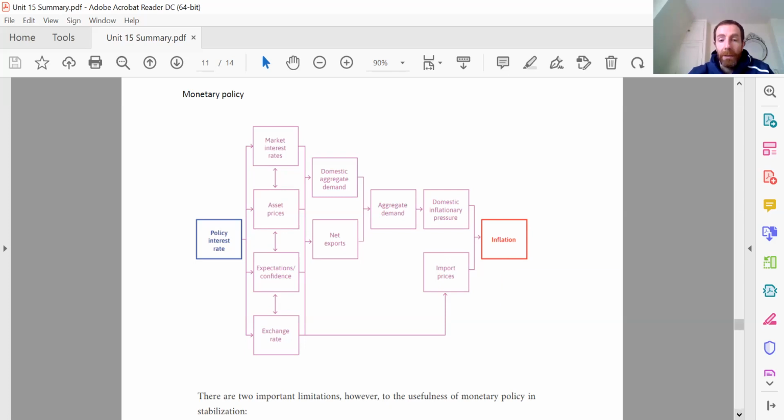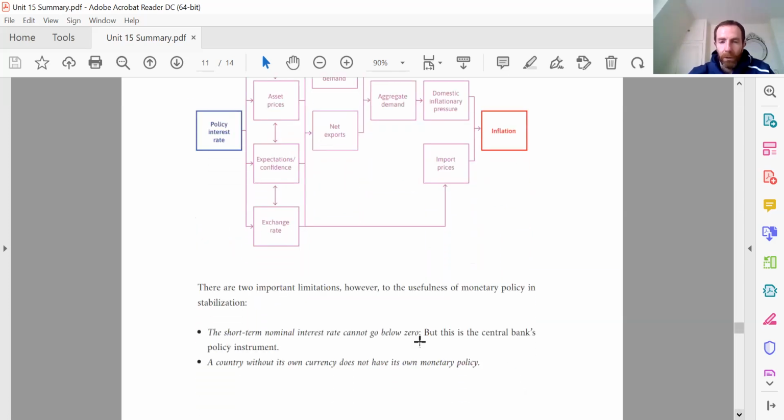But limitations. So two really important limitations to how useful monetary policy is. The first is short-term nominal interest rate can't go below zero. So the nominal interest rate that a bank sets, they typically would never want to put the nominal interest rate below zero, because what that would mean is if that gets then passed on to commercial banks, and commercial banks had like a negative nominal interest rate, what that would mean is if you went to the bank and put your money in, you'd have to pay the bank to hold on to money.